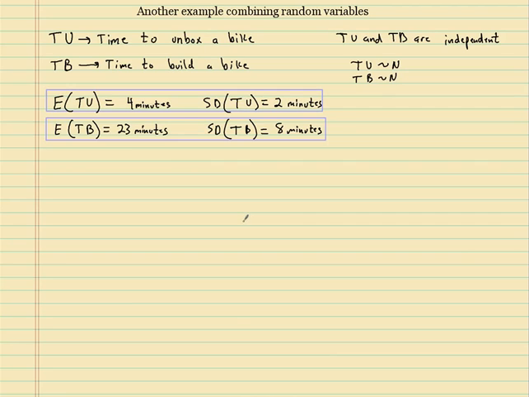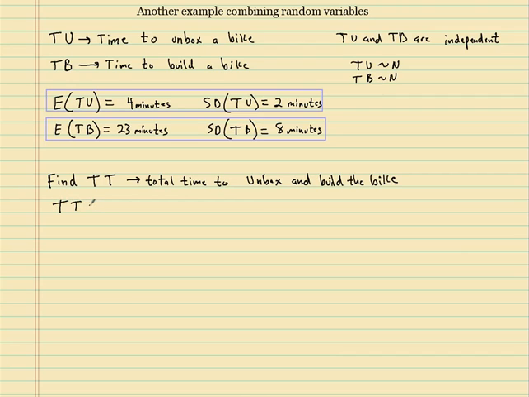Okay, so here's another example, and my random variables are TU, which is the time it takes to unbox a bike, and TB, which is the time it takes to build the bike. Okay, so what I want to do is find TT, which is the total time to unbox and build the bike.